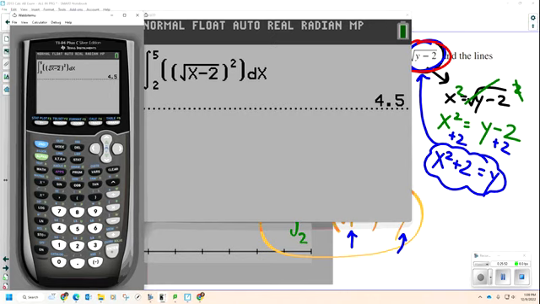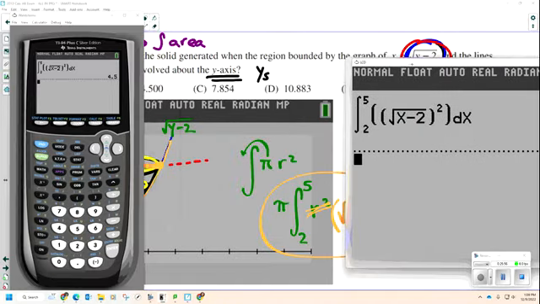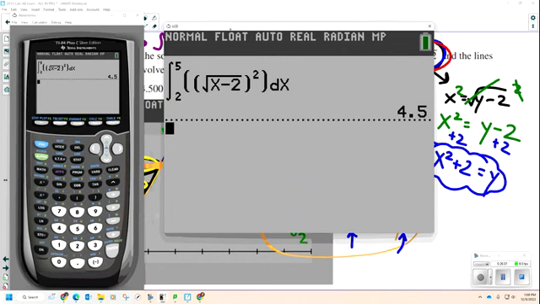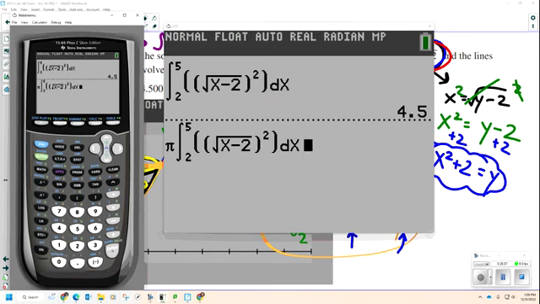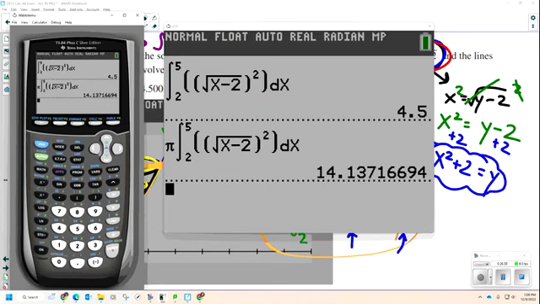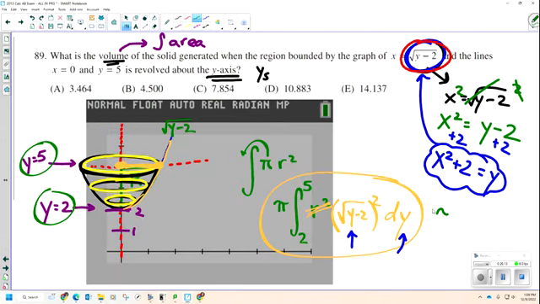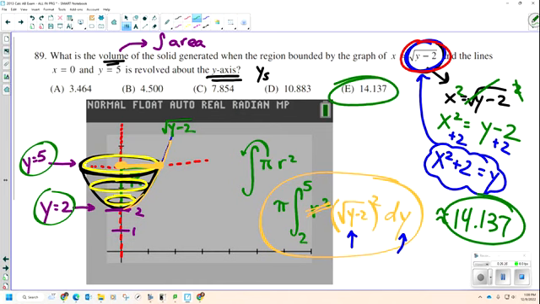Oh, what did we not do? We forgot. What's our little friend that's in front of our integral here? It's pi. A pi should be in front of that integral. So, I mean, I could multiply this times pi, but let's just do it nice and clean. Pi. Now it's in front. There you go. 14.137. Choice E.